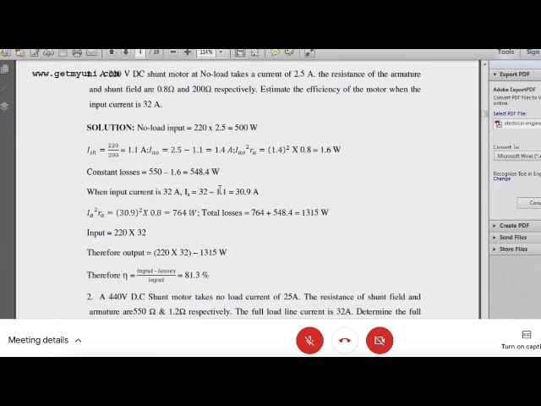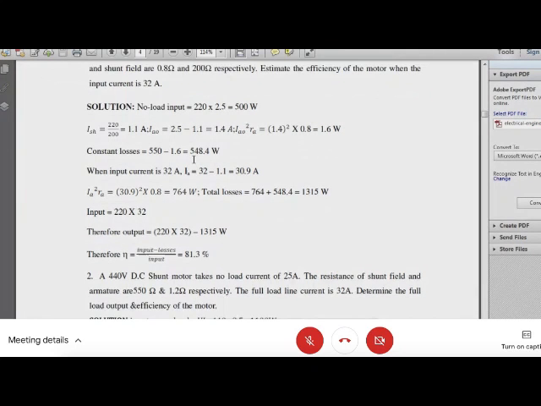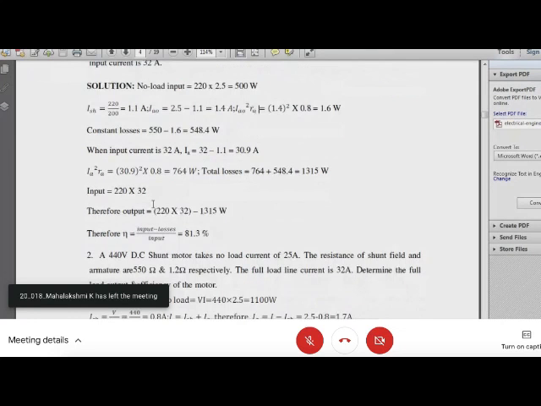So first we find the rotational loss or the constant loss under no load condition. Then we come to load condition, find the copper loss, add this rotational loss to this copper loss. That should be the total losses under any load. Now the input power is 220 into 32 because he says 32 amps is input current. Therefore, the output power now is input power minus the total losses.